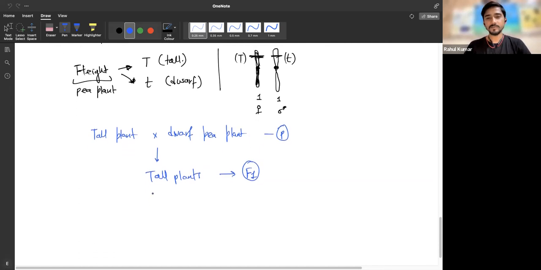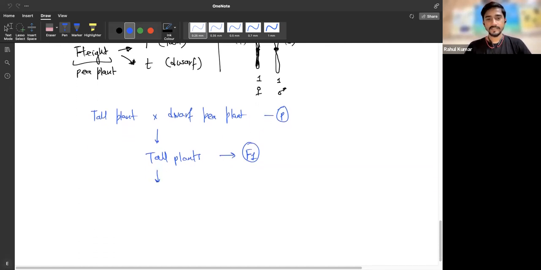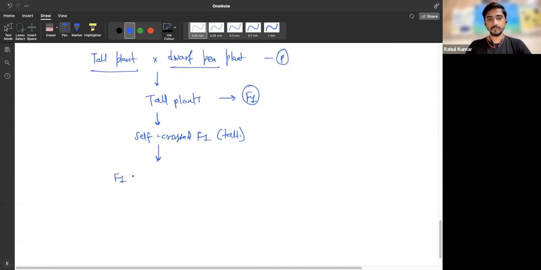But before that, let me take the story forward. Then he decided to do one thing. He self-crossed F1. All were tall in F1. So when he crossed a tall with a short, he got all tall. He thought something is not right. When he crossed two tall plants, F1 tall with another F1 tall, to his amazement, he found that he got progenies which were tall and a few of them were also dwarf.